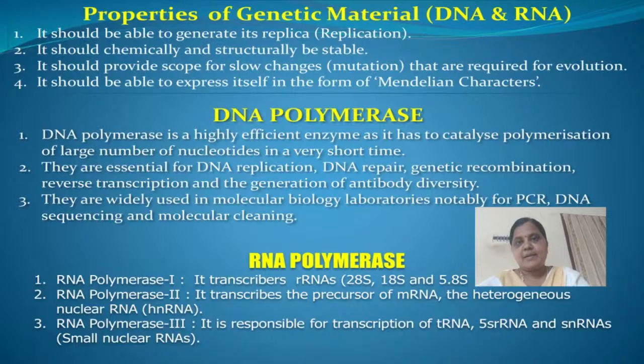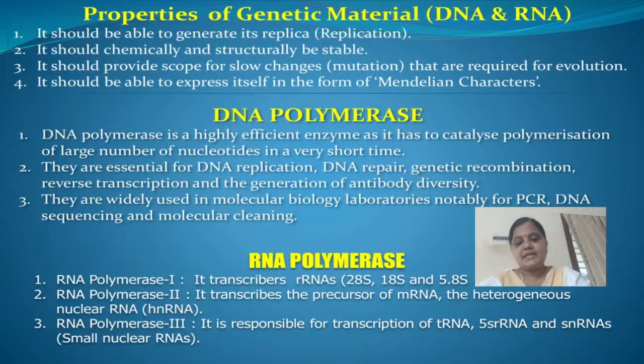And the third one is RNA polymerase 3. RNA polymerase 3 is responsible for transcription of tRNA, 5S rRNA and snRNAs. Here 5S means 5S ribosomal RNA and snRNAs means small nuclear RNAs. So these are the three types of RNA polymerases: RNA polymerase 1, RNA polymerase 2 and RNA polymerase 3.